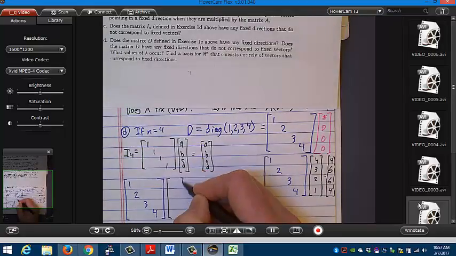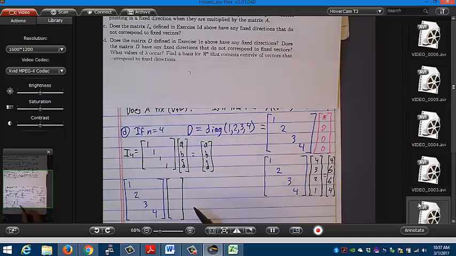Could you do 2, 3, 3, 2? You could. If you did 2, 3, 3, 2, the first entry would be what? 2. So that part is fixed. But would the next part be fixed? No. The 3 would get sent to 6. You see that?